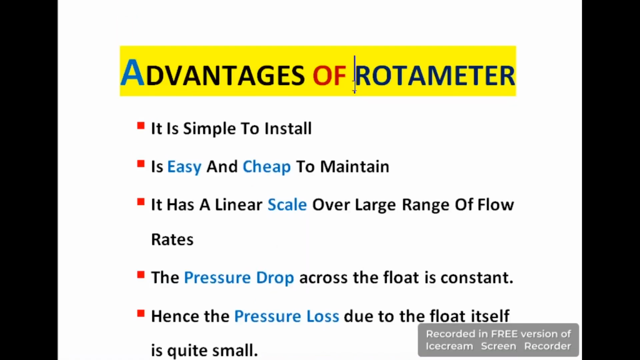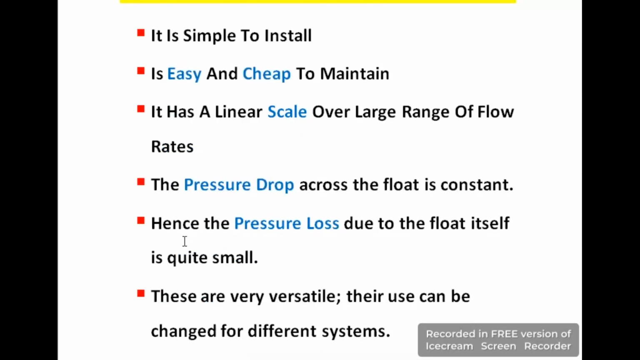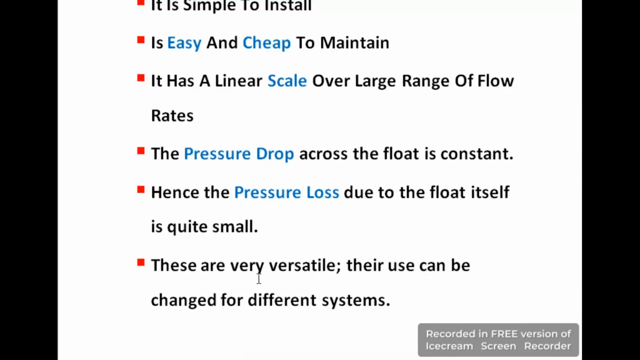Advantages of rotameter. The first one is it is simple to install. The second one is it is easy and cheap to maintain. The third one is it has a linear scale over large ranges of flow rates that may be measured. The fourth one is the pressure drop across the float is constant. The fifth one is hence the pressure loss due to the float itself is quite small. And the last one is these are very versatile. Their use can be changed for different systems.